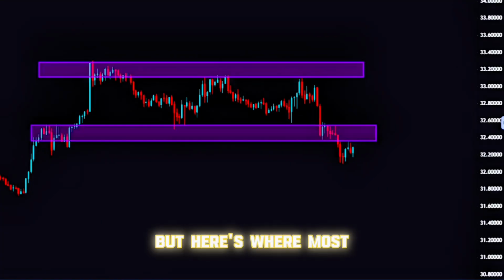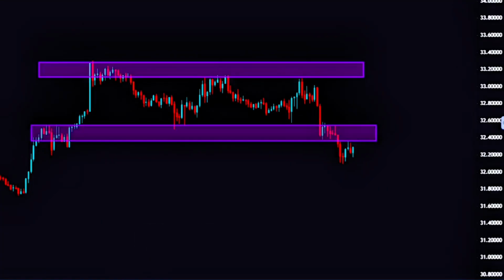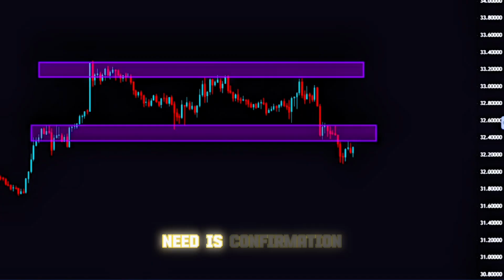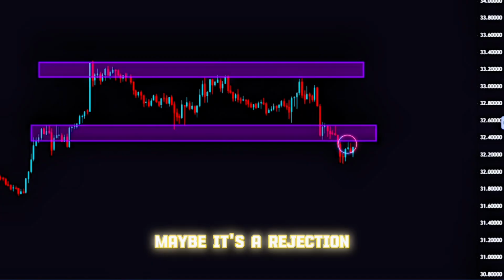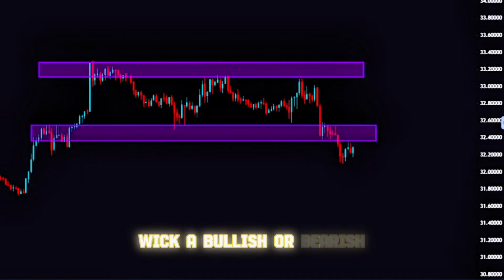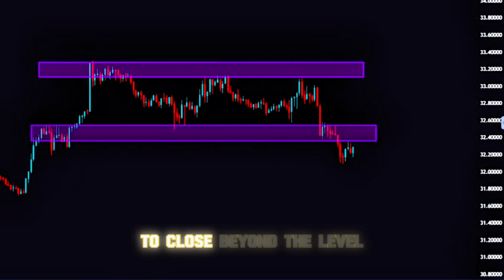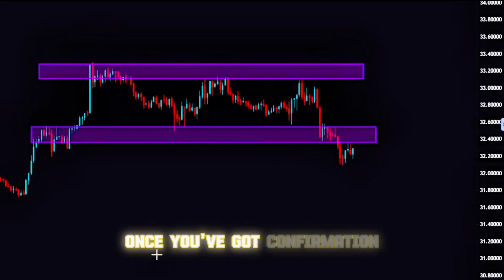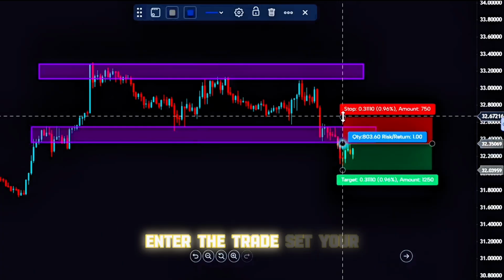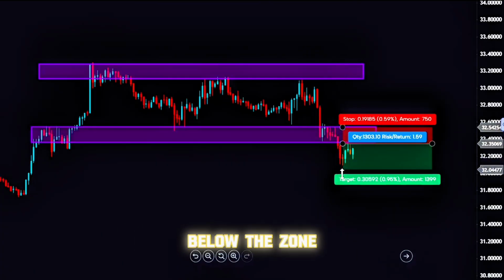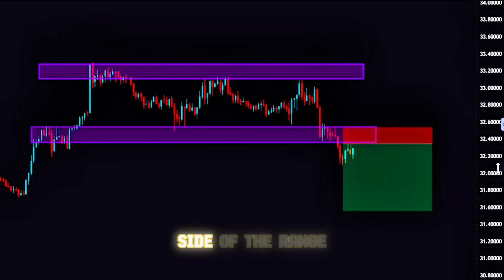But here's where most beginners go wrong. They jump in the moment price touches the zone. That's risky. What you need is confirmation. Maybe it's a rejection wick, a bullish or bearish engulfing candle, or simply the failure of the price to close beyond the level. Once you've got confirmation, enter the trade. Set your stop loss just below the zone and target the opposite side of the range.